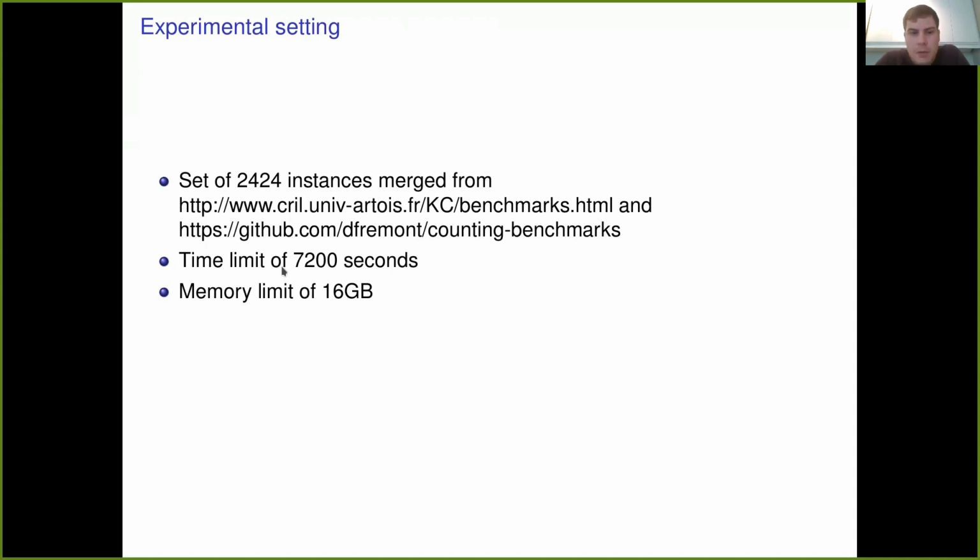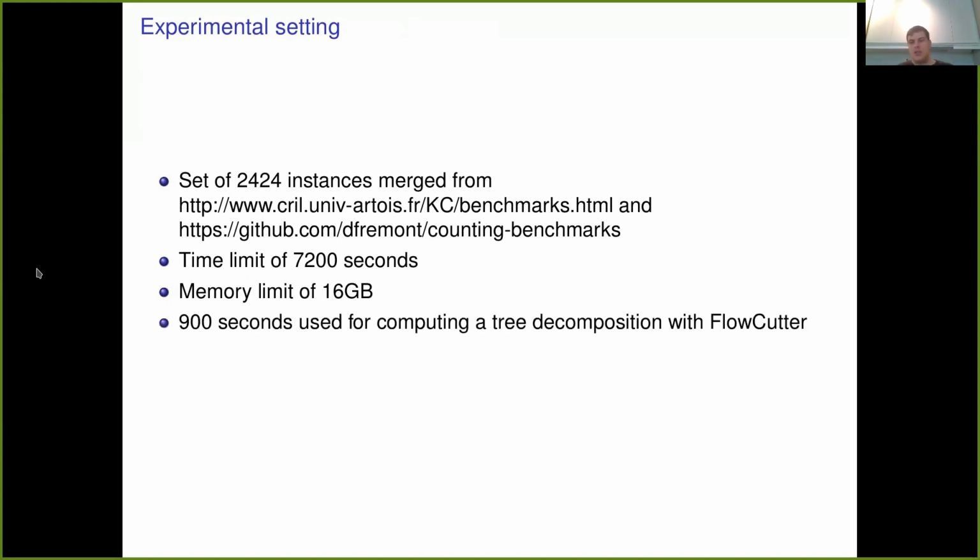We put a time limit of 2 hours and a memory limit of 16 gigabytes. An important thing here is that we always use 900 seconds for computing the tree decomposition with the FlowCutter software, and we take this 900 seconds into account in this result. So the running time will be lower bounded by 900 seconds. But I just want to note that using 60 seconds instead of 900 seconds for computing this tree decomposition would give kind of similar results.